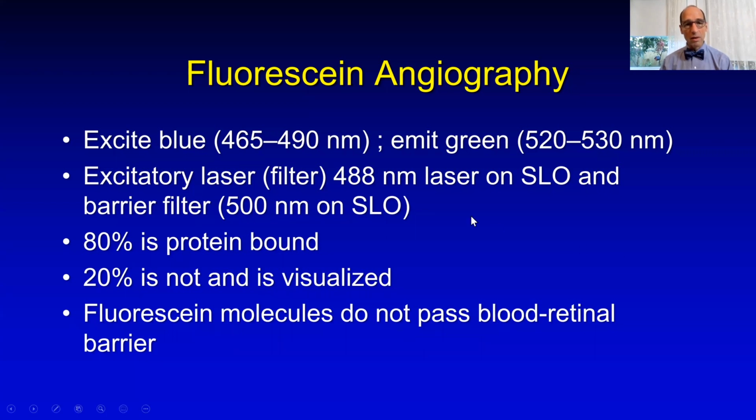With the SLOs, the scanning laser ophthalmoscopes, you have an excitatory laser, which is 488. So there's no blue filter, it's a blue laser. And then there's a barrier filter, which is 500 nanometers on the SLO. So you're barriering out the wavelength you emitted. You're not seeing any reflected light, you're only seeing the fluorescence. So the early images should be dark. 80% of fluorescein is protein bound, the 20% is not protein bound, and that's what you visualize.